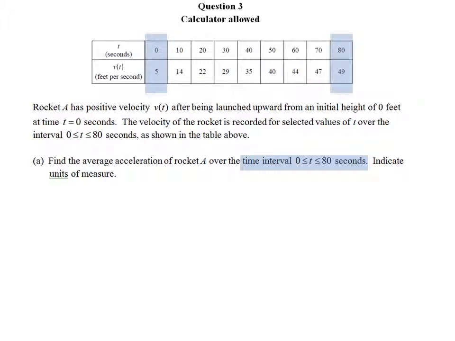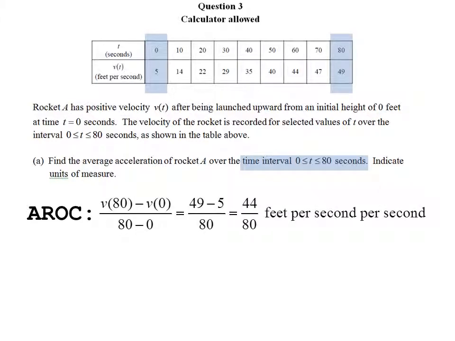The data points we will use are at the ends of the table. Putting those data points into the average rate of change formula, which you will recognize as the slope formula, is not a difficult task. Express the answer with units and you are good to go.